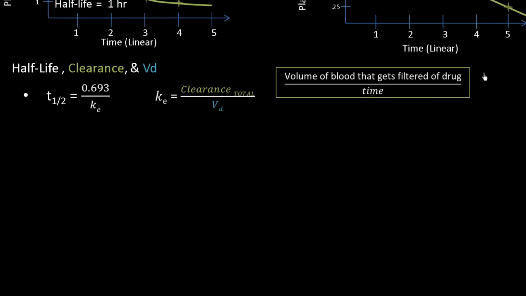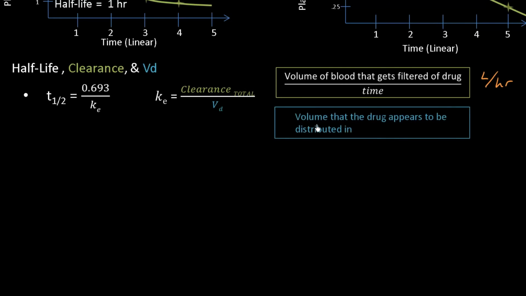So this has units of liters per hour. It's the amount of blood that is getting filtered of drug in whatever organs get rid of drug. So it includes your kidney, it includes your liver. If you're talking about inhaled drugs, it would include your lungs. And in the denominator, we have this volume of distribution, which is the volume that the drug appears to be distributed in. And there's a whole video on volume of distribution, so make sure to take a peek at that. So if I know that this is what determines the first order elimination rate constant, I can take this and plug it into there.